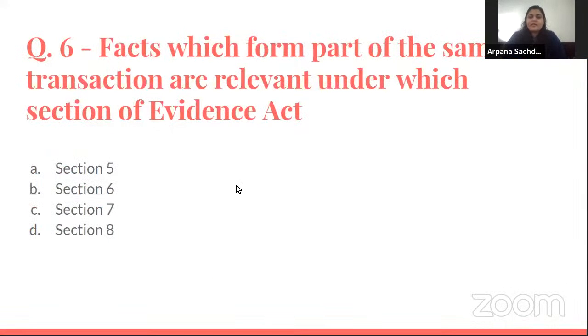Yes, question number 6. Question number 6 talks about facts which form part of some transactions. They are relevant under which sections of the Indian Evidence Act? Section 5, 6, 7 or 8?